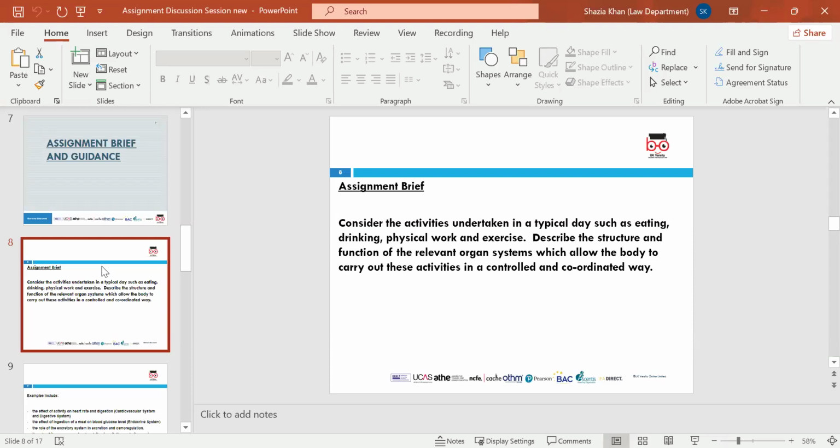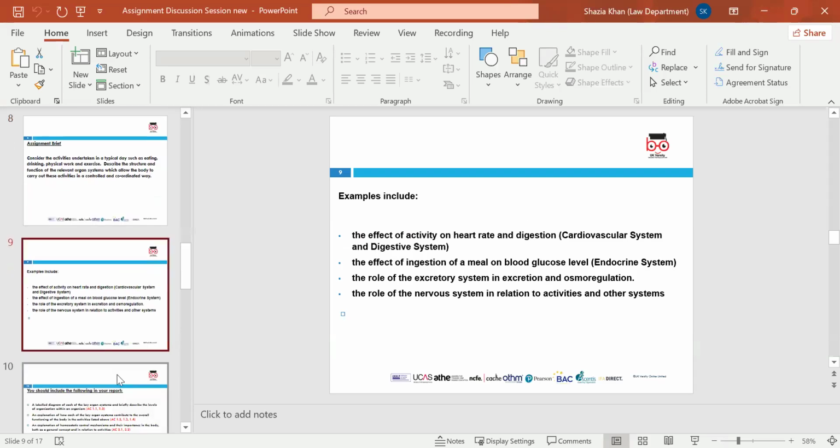Firstly, you've got to consider the activities undertaken in a typical day, such as eating, drinking, physical work, and exercise. And you need to describe the structure and the function of the relevant organ systems, which allow the body to carry out these activities in a controlled and coordinated way. So that's your assignment brief.